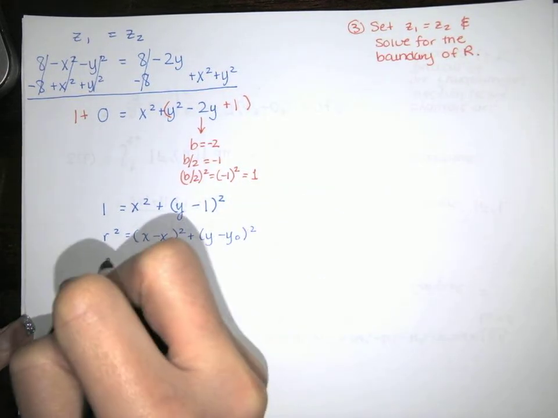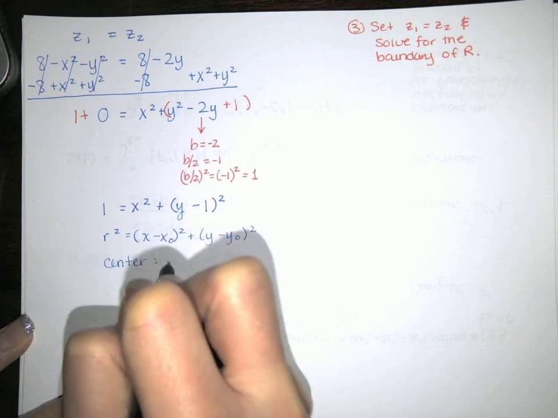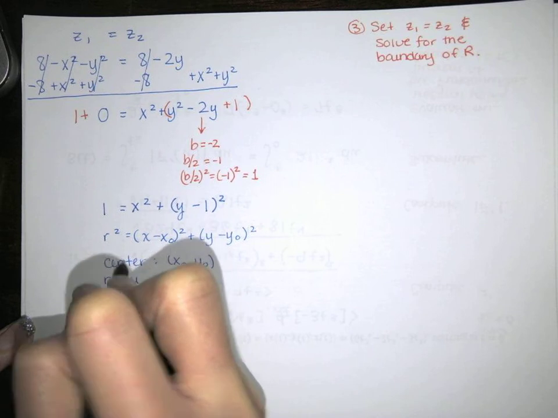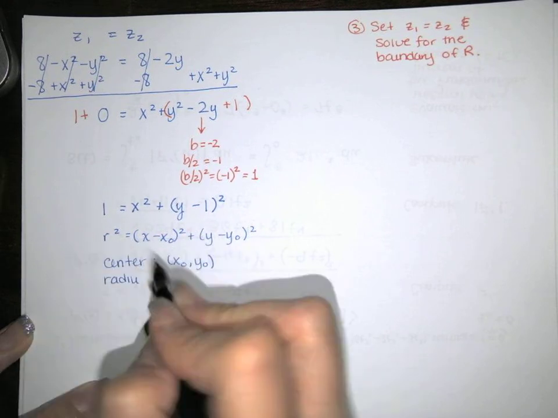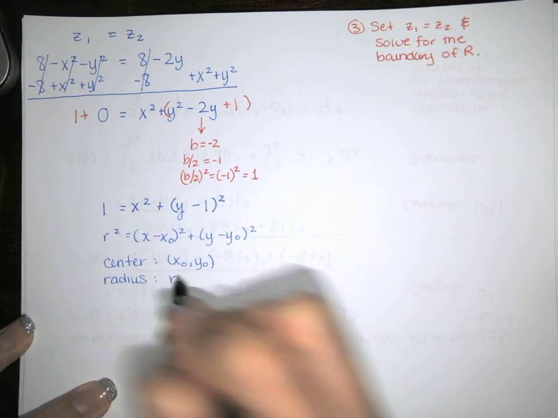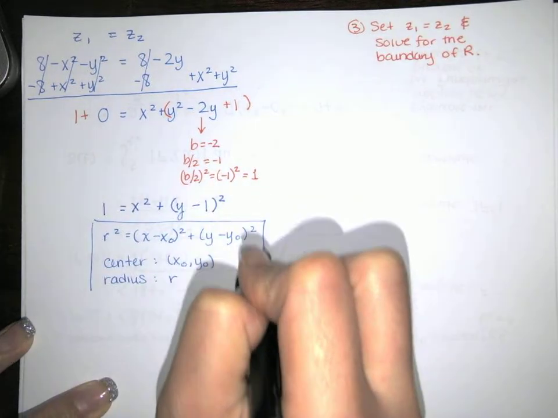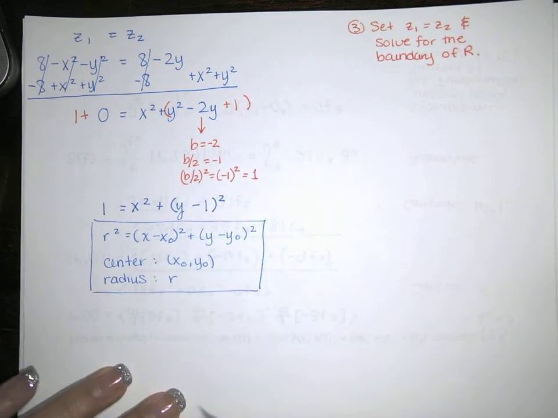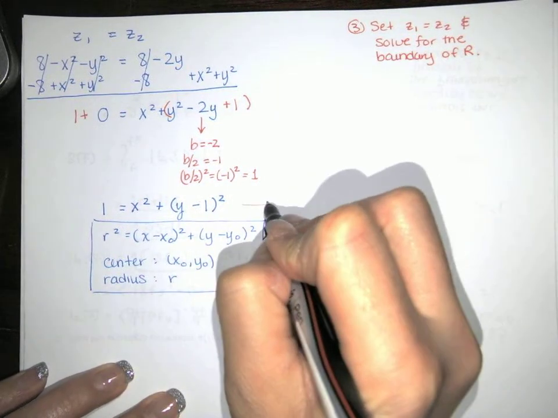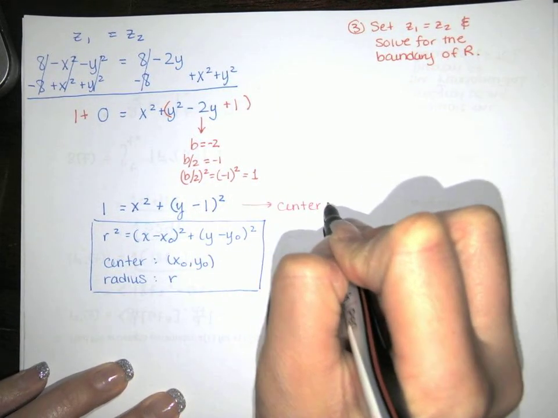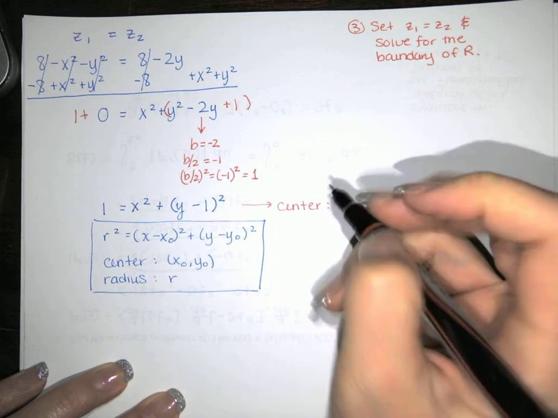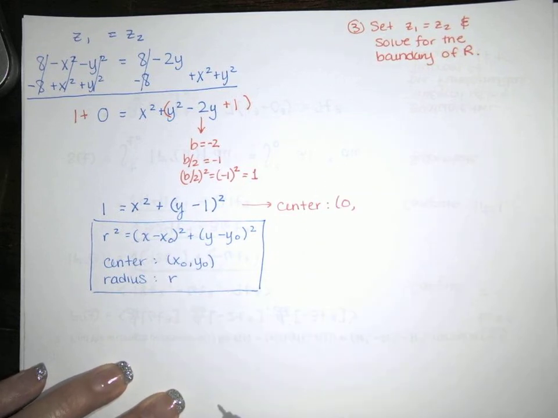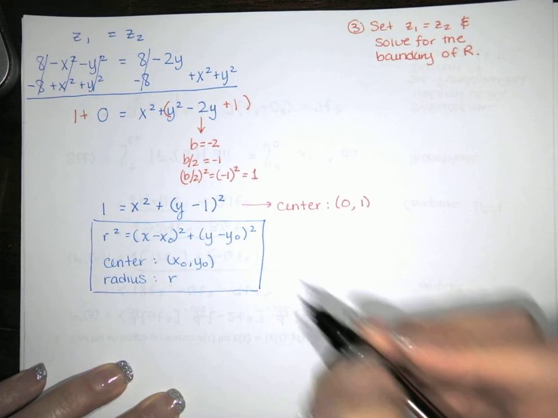(x naught, y naught) is the center of the circle in general. And the radius of the circle is r, where this constant side is r squared. So that's just in general. Well, through pattern matching, I can see the center of this circle. I'm not subtracting anything from the x, so the x coordinate of my center is 0. And I am subtracting a 1 from the y coordinate, so I get a 1 there.